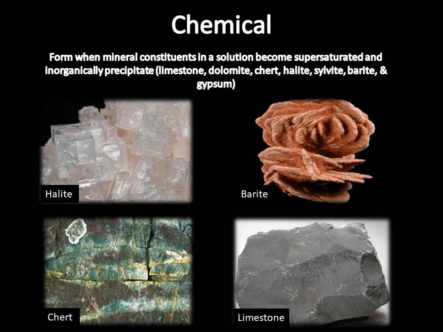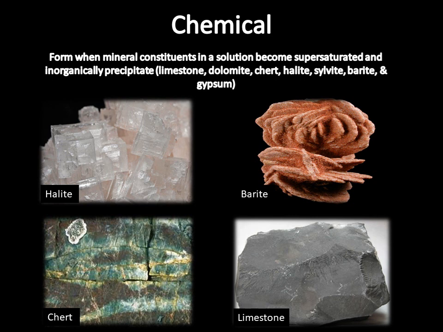Chemical sedimentary rocks. Chemical sedimentary rocks form when mineral constituents in a solution become supersaturated and inorganically precipitate. Let's look at an example. If you take a glass of water and pour a bunch of salt into the cup and you stir it, the salt will dissolve. Salt is made up of sodium and chloride, and when you stir it into the water, those bonds fall apart. So you end up with a glass of water that is saturated with sodium and chloride.